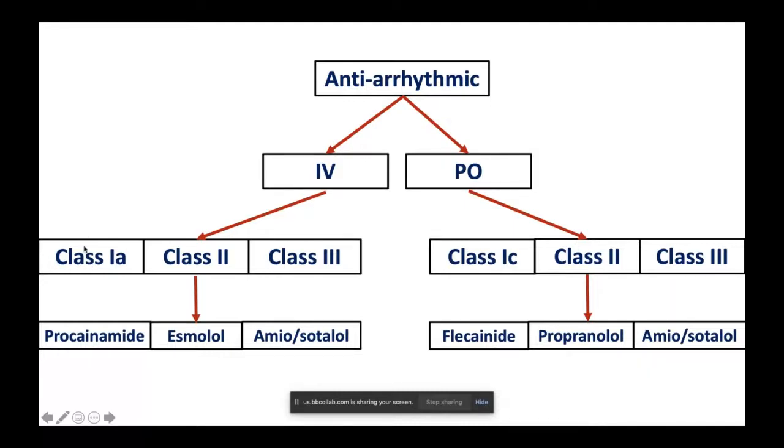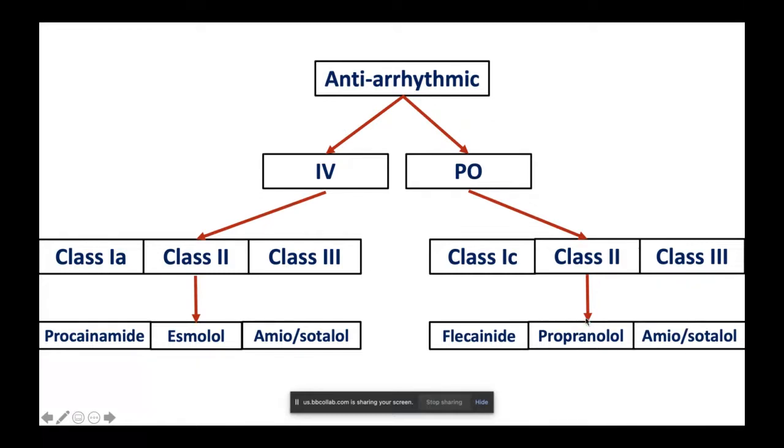IV drugs are classified based on the Vaughan Williams classification of antiarrhythmics. You can try procainamide, esmolol, amiodarone or sotalol. All of these are IV forms of drugs. And if the baby is otherwise healthy, has been in SVT for a few hours, looks good, and wants a bottle, you can just put them on an oral drug. So you have options of flecainide, digoxin, which I did not put up there, propranolol, or you can put them on amiodarone or sotalol. Typically, we reserve this for babies that have refractory SVT.